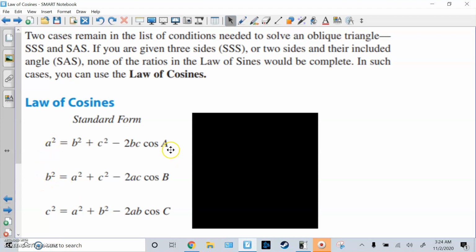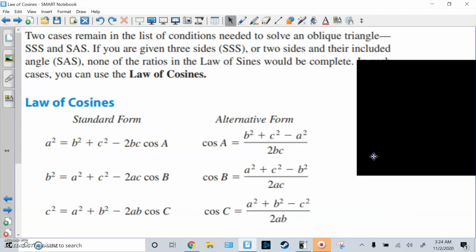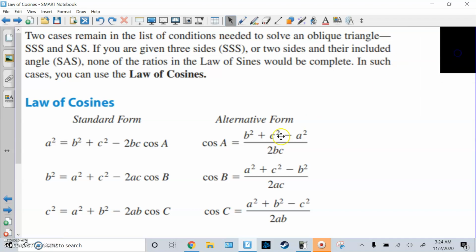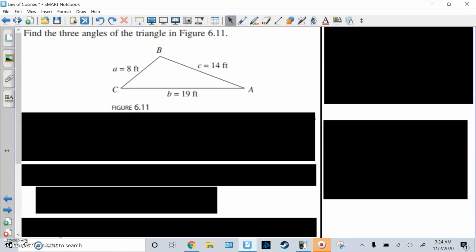Now, if you solve each of these for cosine A, cosine B, cosine C by just subtracting b squared, subtracting c squared, and dividing by negative 2bc, you'll get things like this. So use either format. The right side is the left formula rearranged. Anyways, let's try solving this problem.